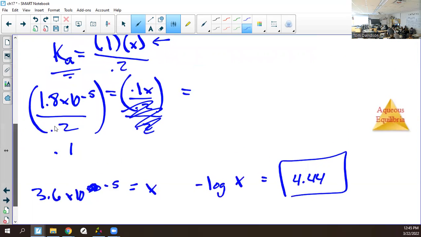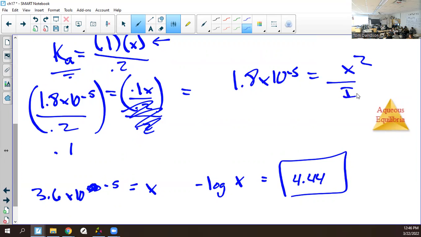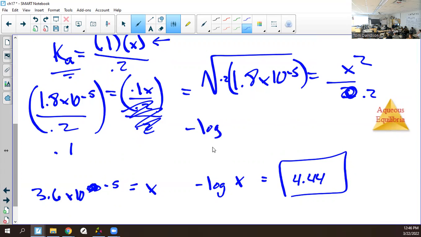Now, if you would, someone calculate 1.8 times 10 to the negative 5th equals X squared over the initial, which was 0.2, right? And take the negative log of that. Oh, is it negative 2.7?